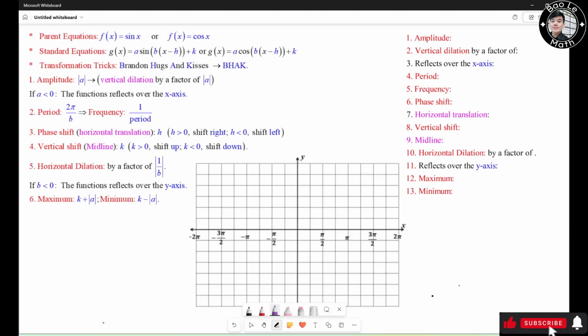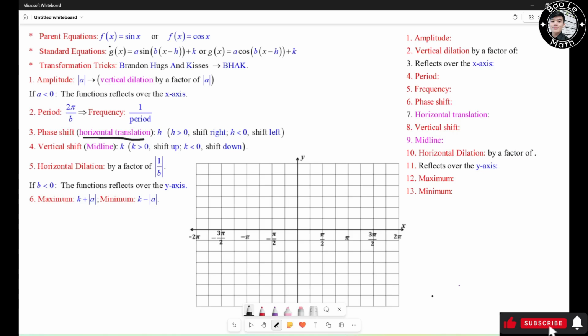Everyone, in this video, we will learn about the sinusoidal function transformations. Now, this is part 1 without phase shift. Phase shift means horizontal translation. Alright, so we already learned before about the transformation of the function. If you don't remember how to, please check out the video in the description.